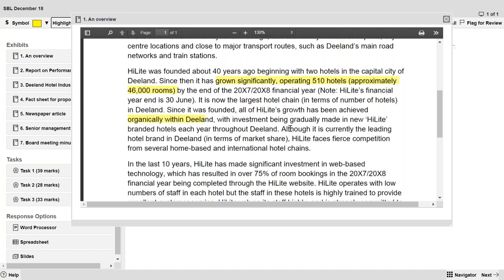With investment being gradually made in new Highlight branded hotels each year throughout D-Land. Although it is currently the leading hotel brand, Highlight faces fierce competition. That's a negative point I was looking at.